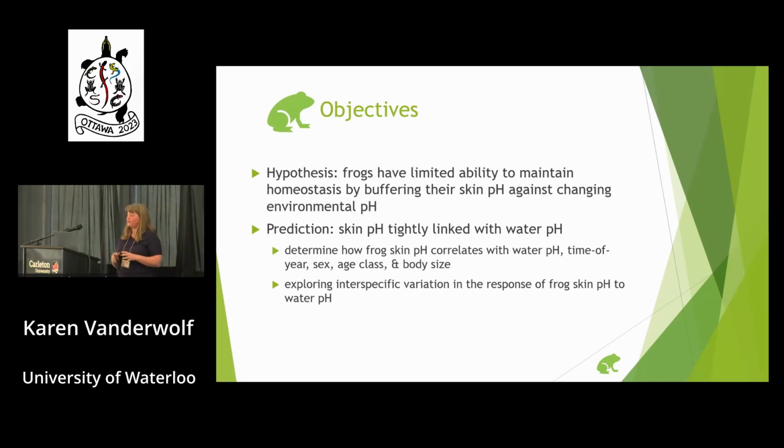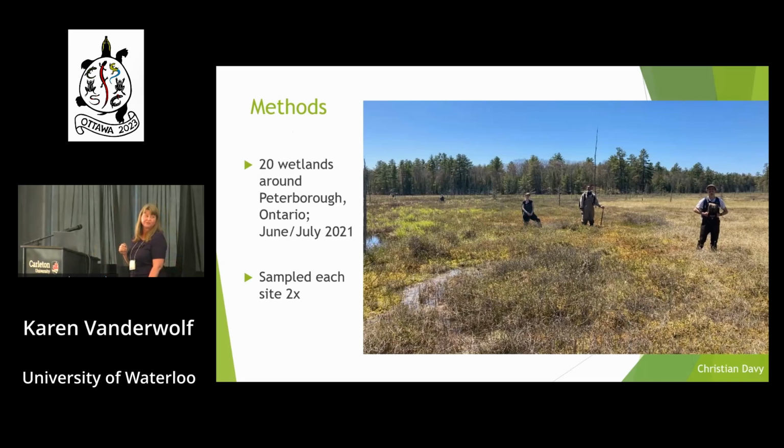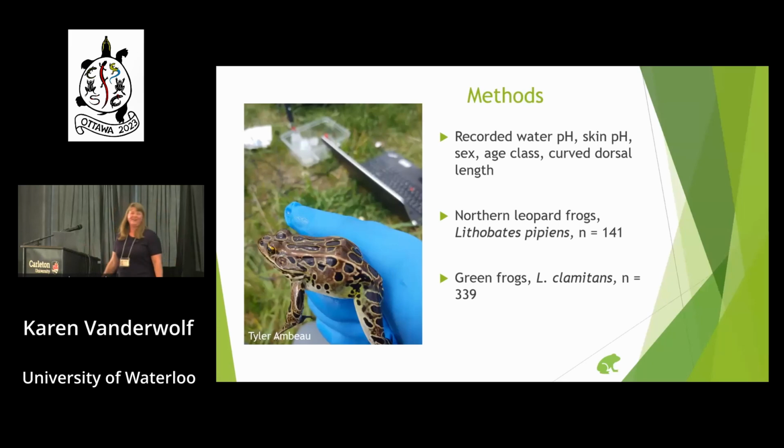And we did this by measuring two different frog species and recording all the information for all these different factors: time of year, sex, age class, body size, and looking at the responses in these different ponds and ditches and so forth. We did this around Peterborough, so that's about 3 hours southwest of here, in 20 different sites, and the crew measured them twice over the summer to try to get a little bit of the seasonal effects at all these different sites. Oh, look, I did Christian in all the photo credits. That's awesome.